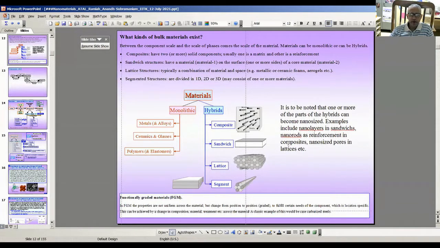And finally, we have segmented structures. An additional important class of materials are called functionally graded materials. An old analogy of this kind of functionally graded material would be case carburized steel. That means the surface has a certain hardness and the hardness changes across the depth.